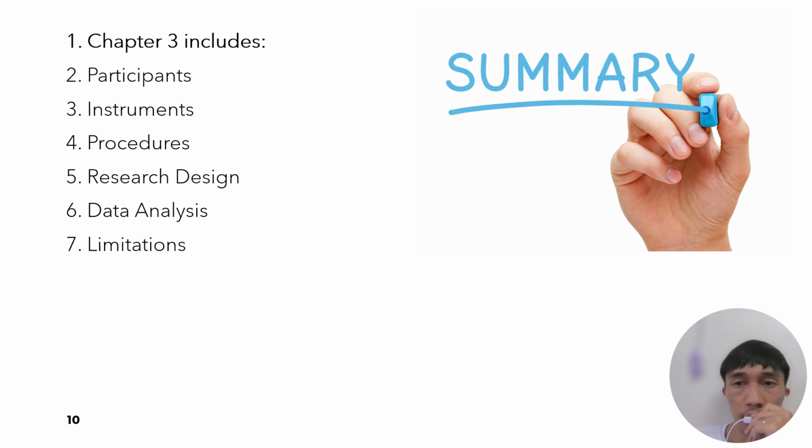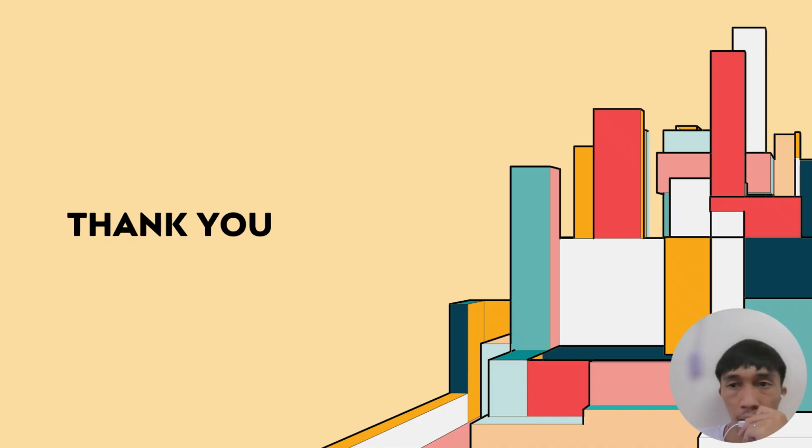To summarize chapter 3, it explains the entire research process from choosing participants to analyzing results. It ensures that our study is synthetic, organized, and valid, which gives credibility to our findings. So that's the end of my presentation for chapter 3. Thank you for listening, and I'm happy to answer any questions or clarifications you might have. Thank you.